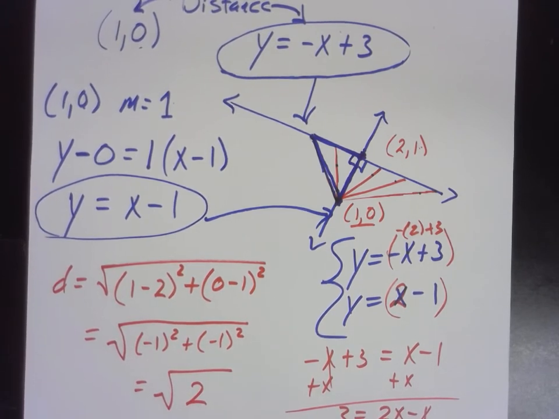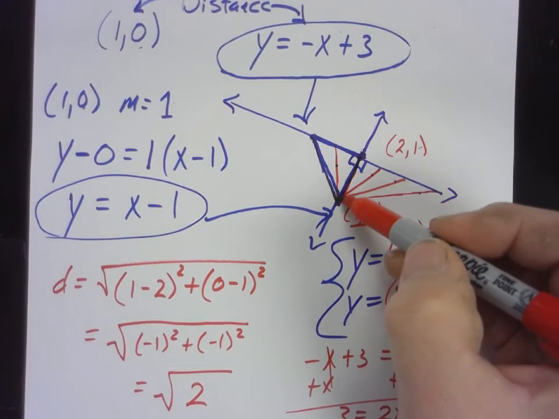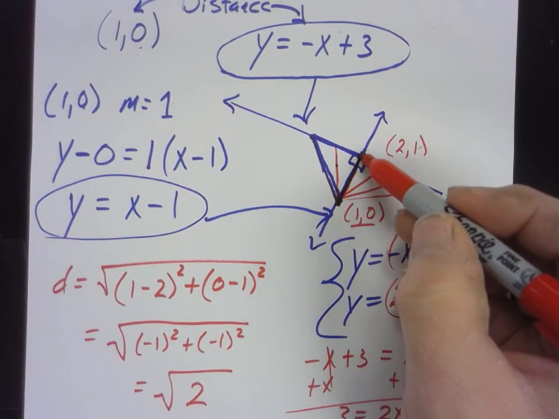Root 2 is a dang awesome special number. We need to take a little bit of time and talk about it. But yeah, it's root 2. So we just have this triangle there. So there you go. The distance between the point and the line is the square root of 2.